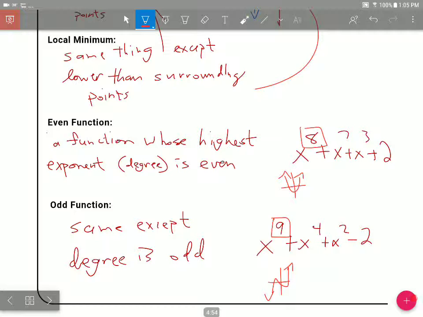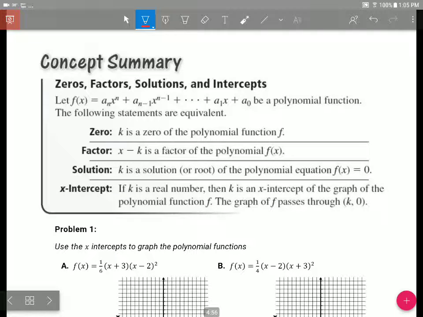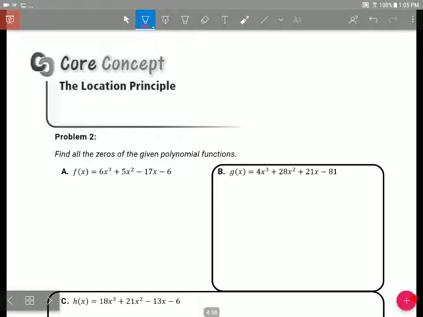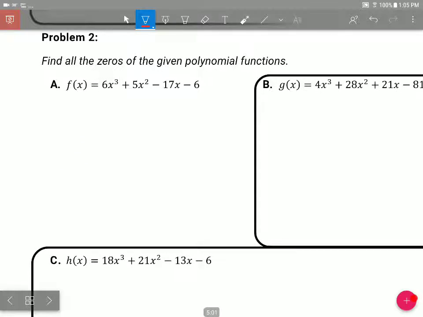All right, here we go. Next page. I'm actually going to skip this page. We're going to this page. It says find all the zeros of the polynomial function.